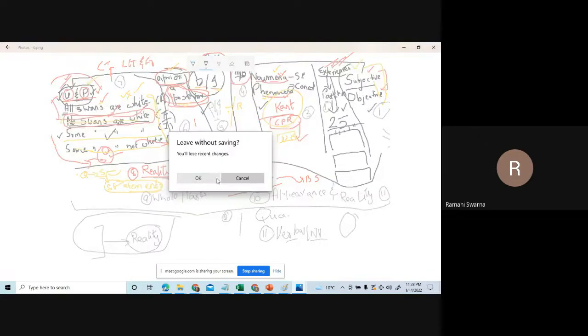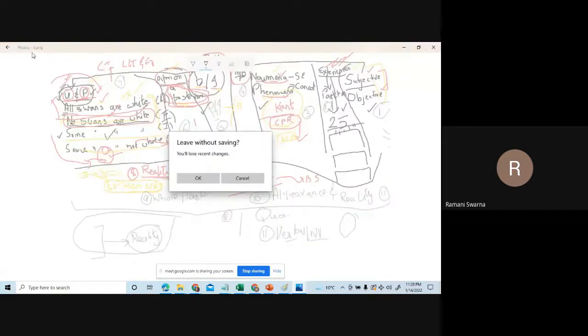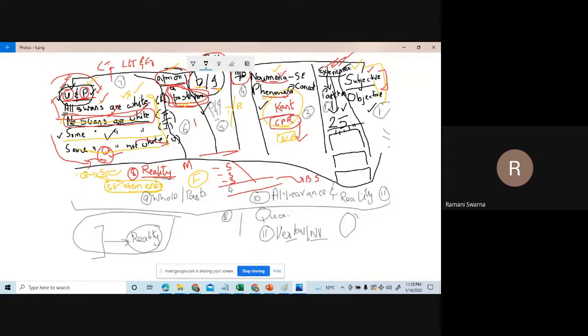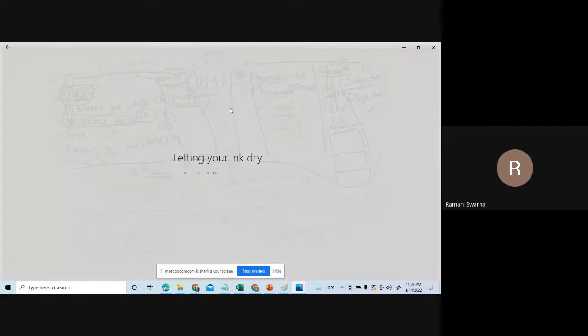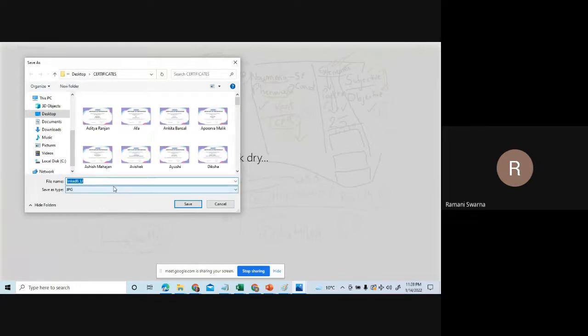Now, if we are, you will lose the recent changes. No, I don't want it to be changes. No, no, this will become difficult. Now, how do I save it like this directly? Okay, here's the button that I can save it. Okay, now letting your ink dry, let it just go away. Then I'll just save it out here.